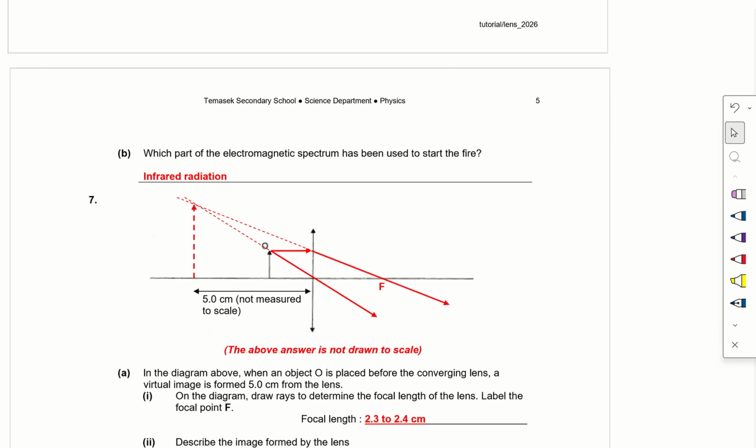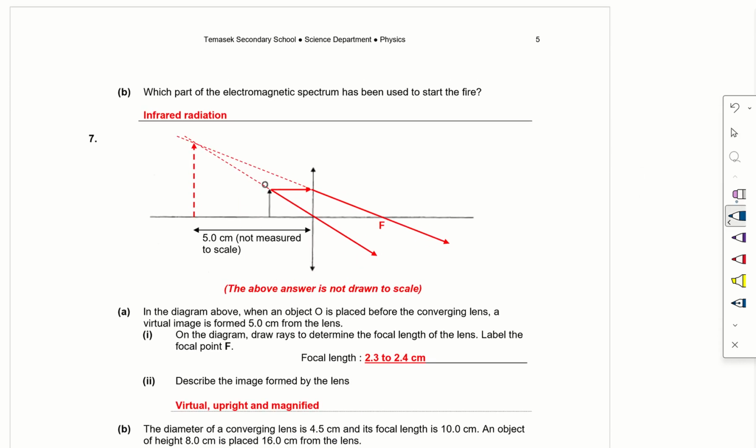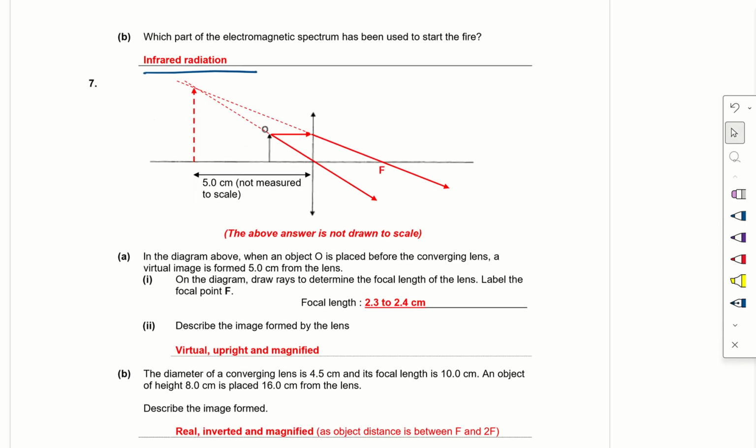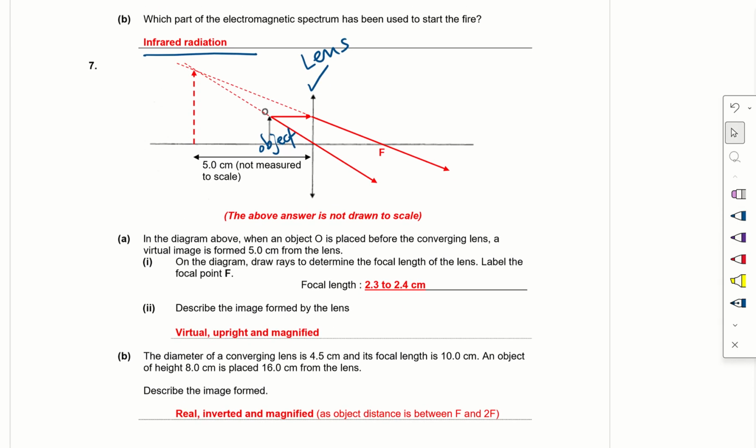So which part of the EM spectrum has been used to start the fire? Infrared radiation. Okay, question 7. What were you given initially? You were just given the lens, and you were given the object. Now you need to read the question. A few of you actually asked me how to do this.